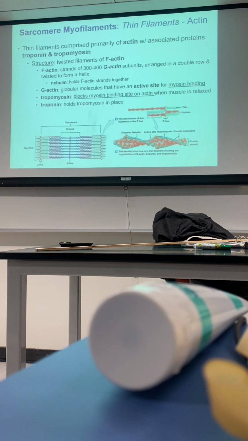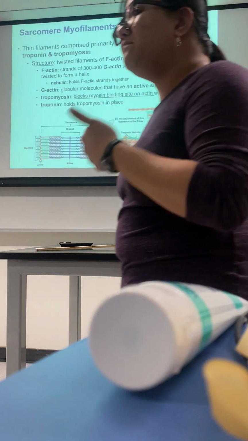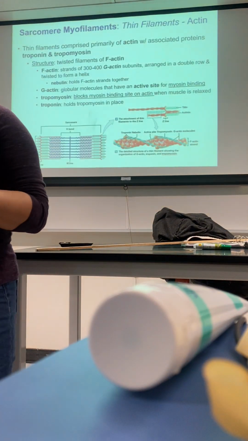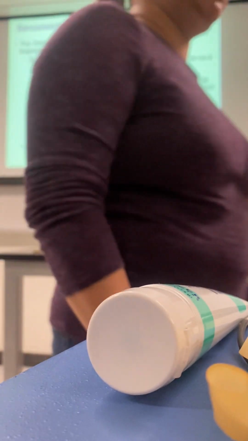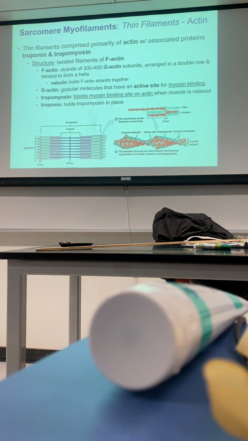Troponin, you're gonna find out in your lecture set today, has 3 subunits. Troponin I, troponin T, and troponin C. Troponin I means inhibitory, meaning that's what's gonna keep the tropomyosin in place. Troponin T stands for tropomyosin, meaning that's the part of troponin that binds to tropomyosin. And then troponin C, what do you think troponin C stands for? What's the C? Calcium, because what does calcium do?